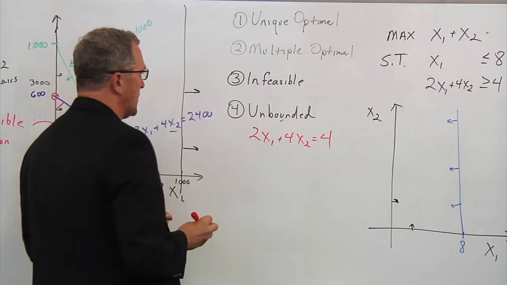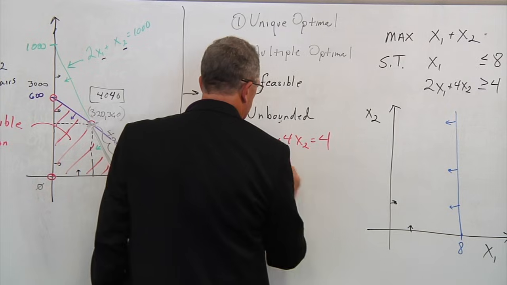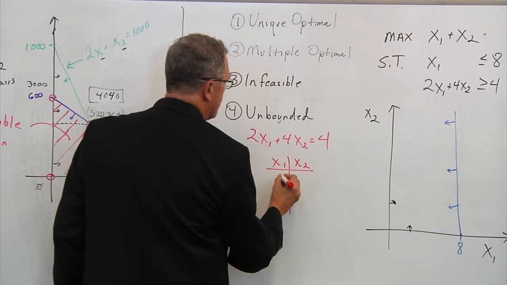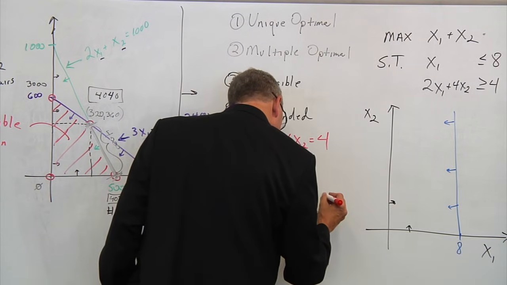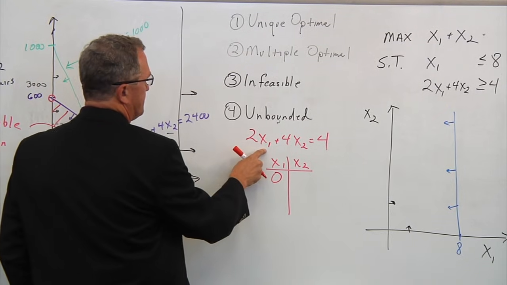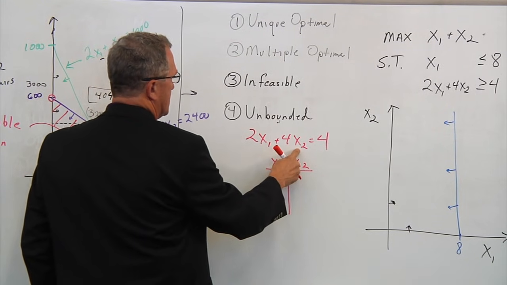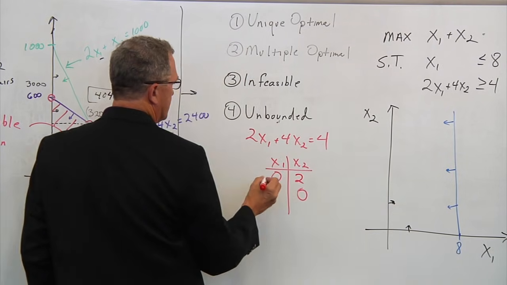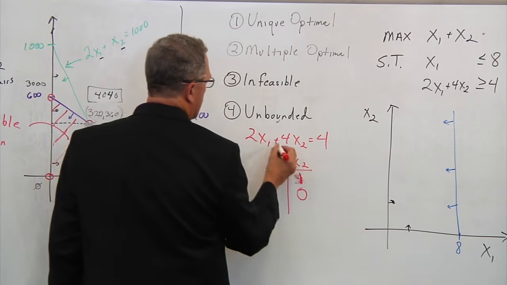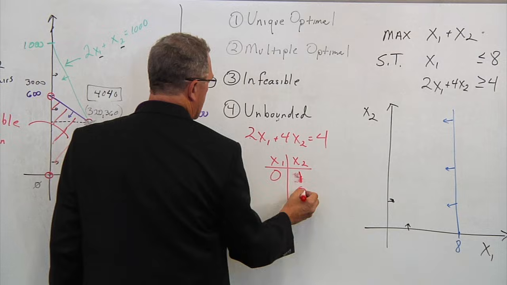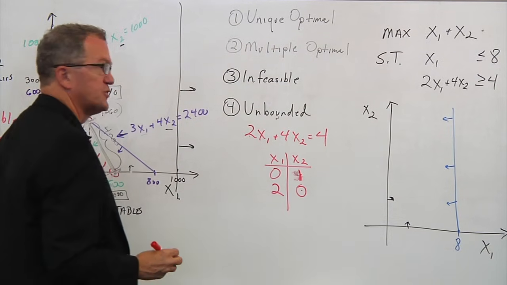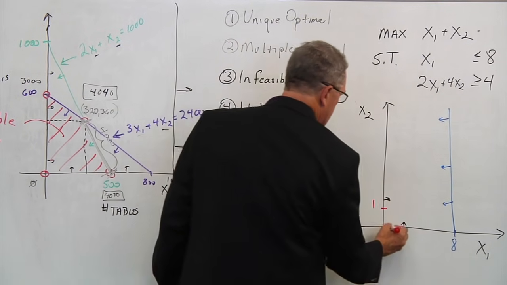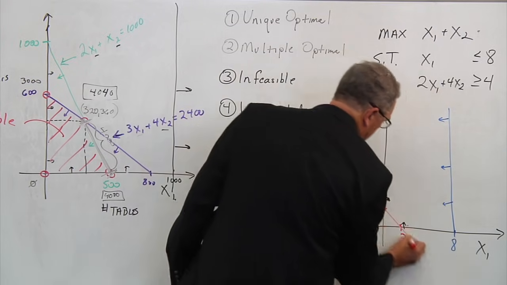Well, I need 2 points on this line. So let's go through x1, x2. If x1 is 0, x2 must equal 2. If x2 equals 1, 2 times 0 plus 4 times 1 equals 4. If x2 equals 0, x1 must equal 2. Got my 2 points on the line. I come out here to 0, 1 and 2, 0. Put my line through it.